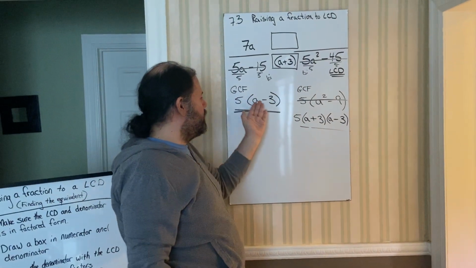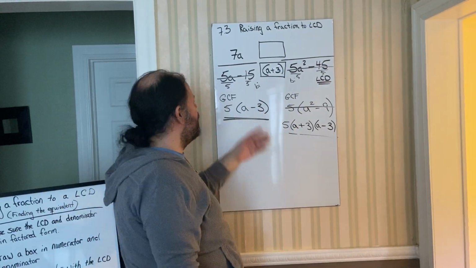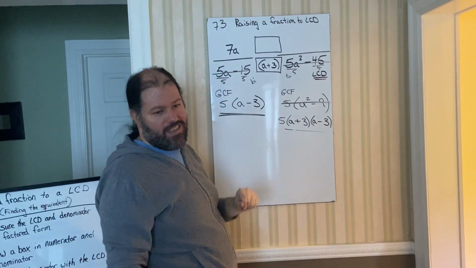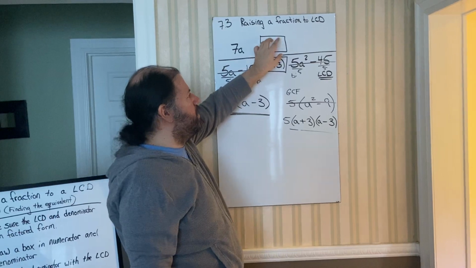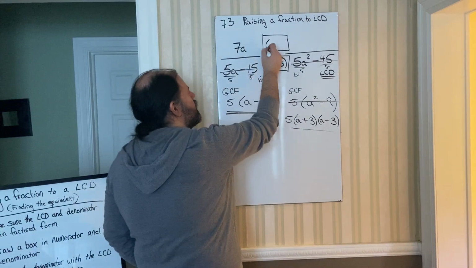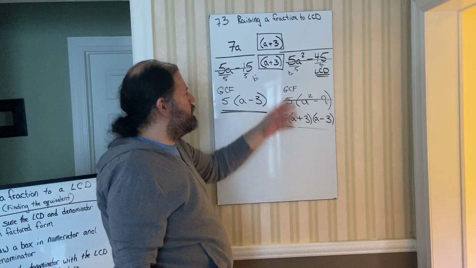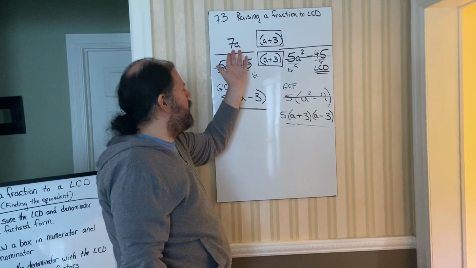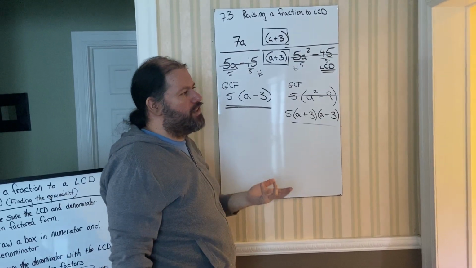Because this times this will give you this. So if I multiply this with this to get me this, I have to do the same thing to the top. And this is why whatever is in this bottom box will magically be the same on the top box. But notice that this is a binomial, not a monomial. So how do you multiply to get your new numerator? You're going to have to distribute.